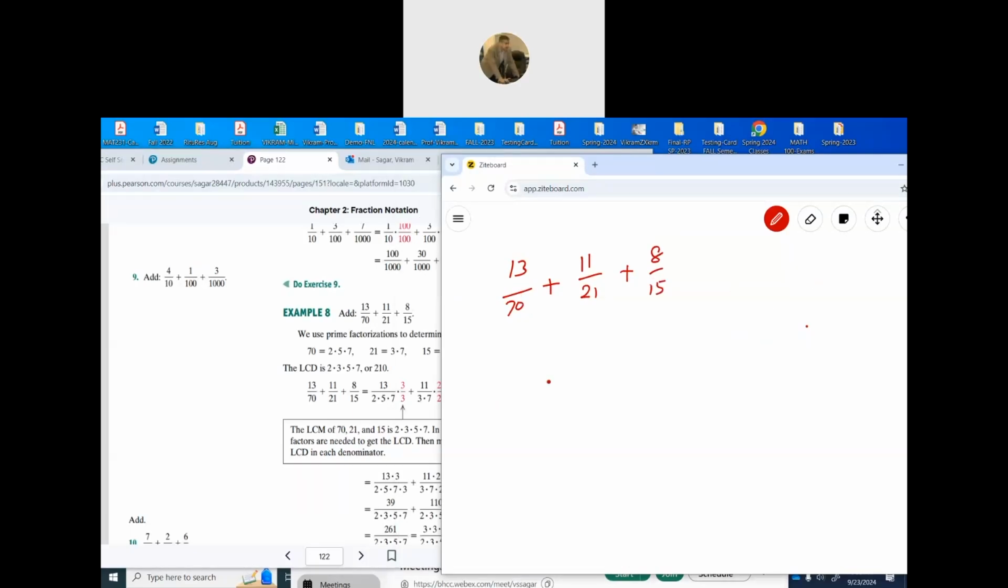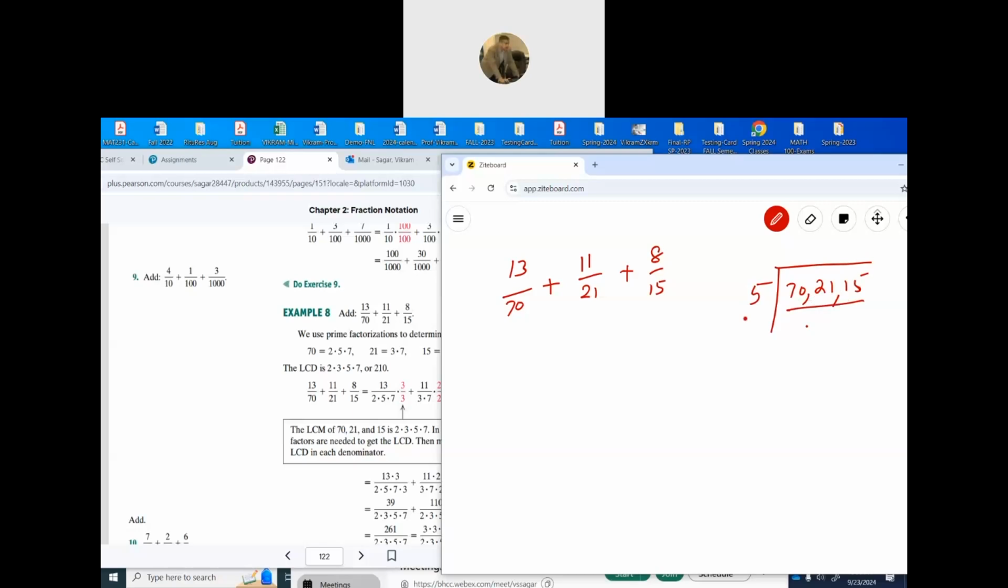What's my LCD here? They are doing exactly the same way, but we learn this way. 70, 21, and 5 here. Okay. So what I'm going to do, what number do you want to use first here? You could use 5, right? Yeah. Let's use 5. So 70 divided by 5, which is what?